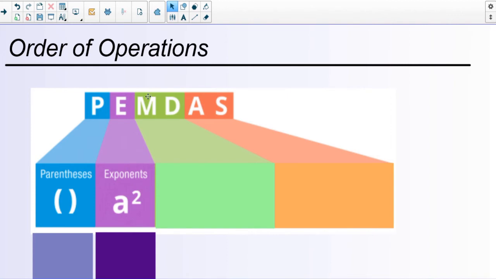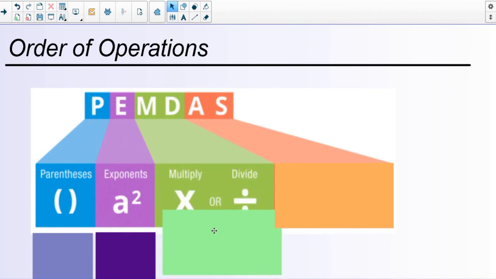The next two, M and D, multiply and divide, are kind of interchangeable because multiplication and division are really both the same operation. They're just inverses of each other. So multiply or divide, you might do either one of these first, just depending on where you see it in the problem. As you read through an expression, you want to read it just like you're reading a book, left to right. So whichever you see, multiply or divide, first, you want to do that operation first.